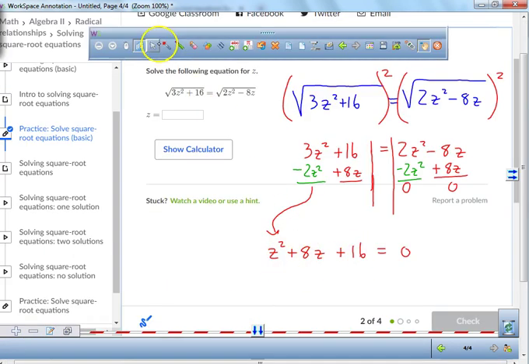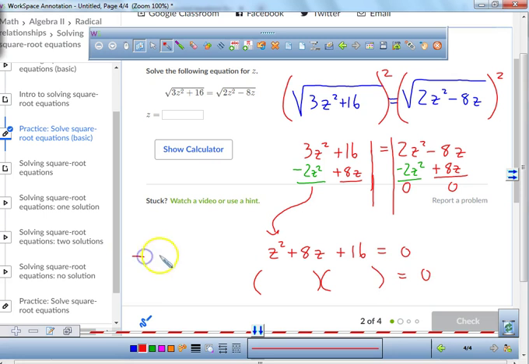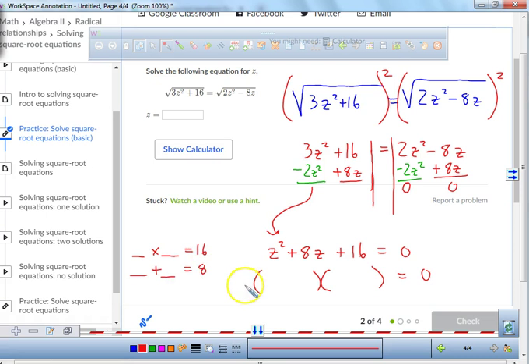Now this one's a very, very easy one to factor. Everybody should be able to figure out two numbers that multiply together to equal 16, but those same two numbers added together equal 8. So what numbers have to go there? 4. That's right, 4. 4 times 4 is 16. 4 plus 4 is 8. So we're going to put what? z plus 4 and z plus 4.